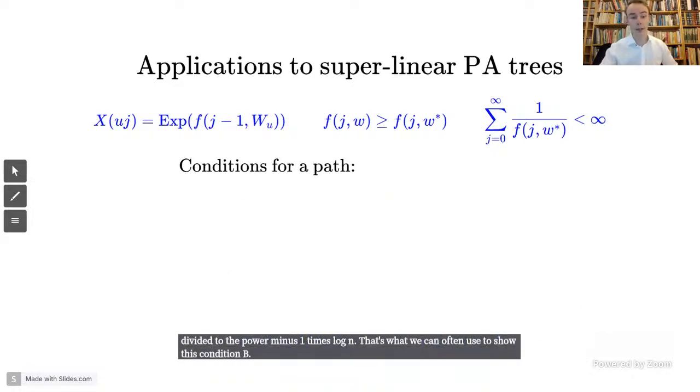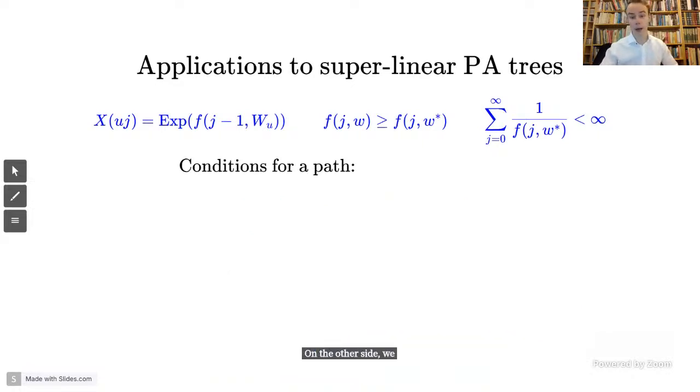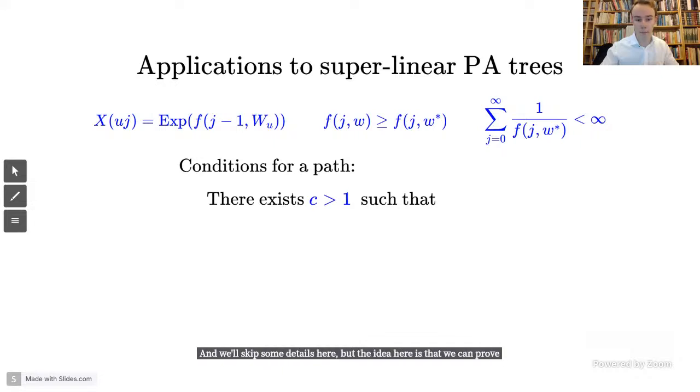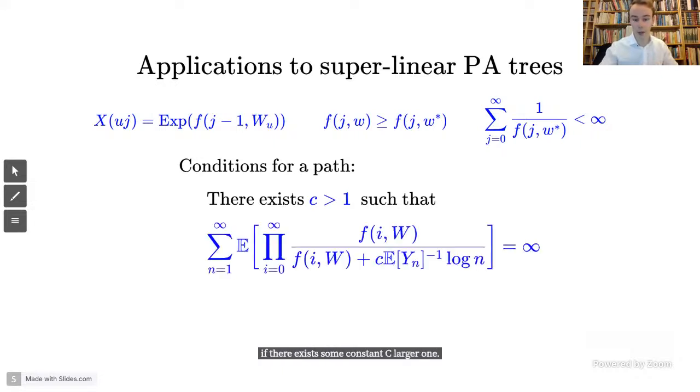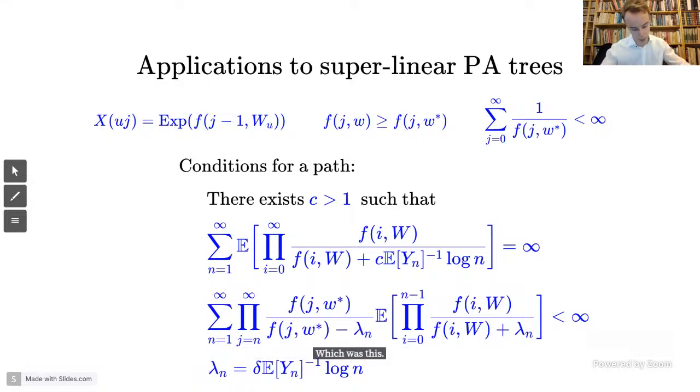On the other side, we have the conditions for a path, and we'll skip some details here, but the idea is that we can prove that the conditions are met if there exists some constant c larger than 1 such that this sum of products is infinite. So this indeed doesn't look so much different from the condition for a star, which was this sort of crucial assumption B. And so they almost look like a converse.